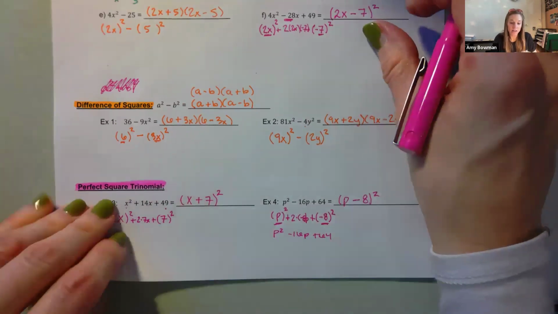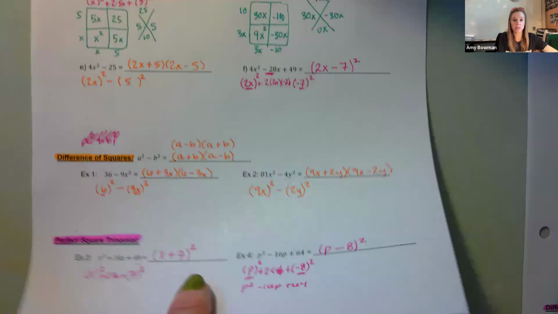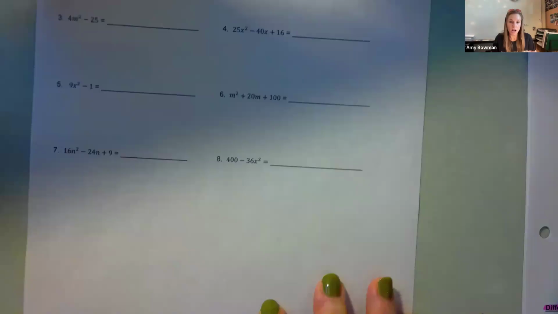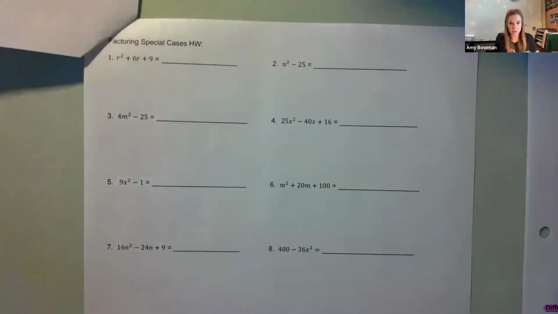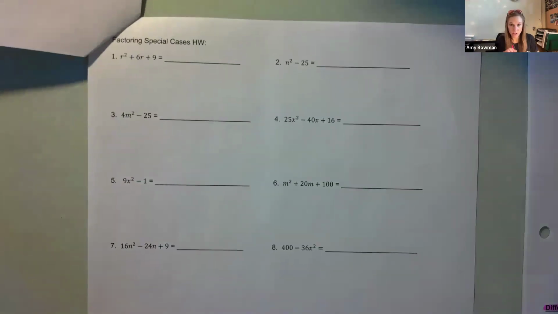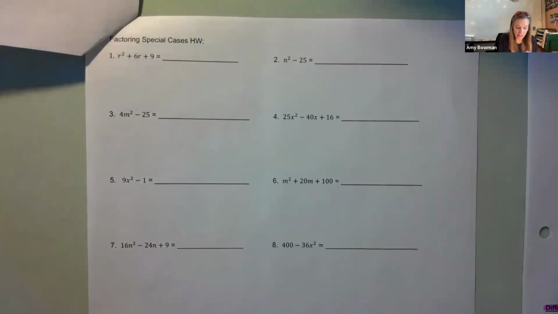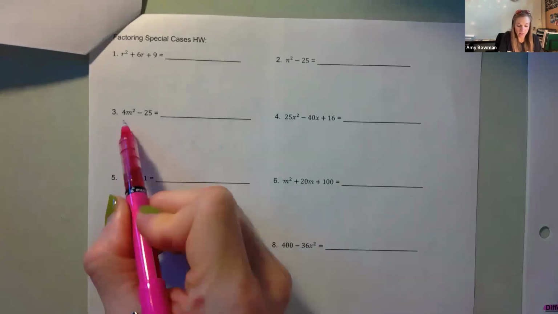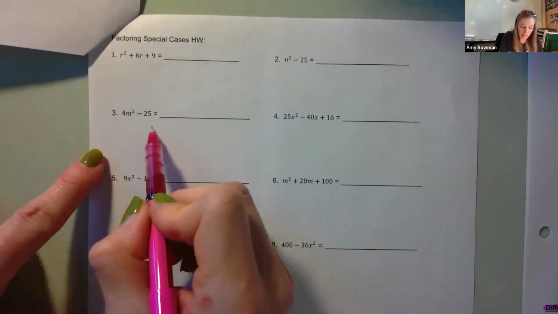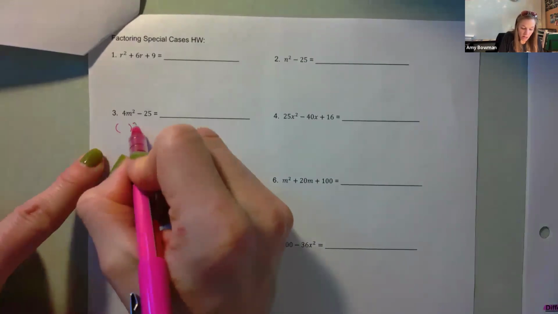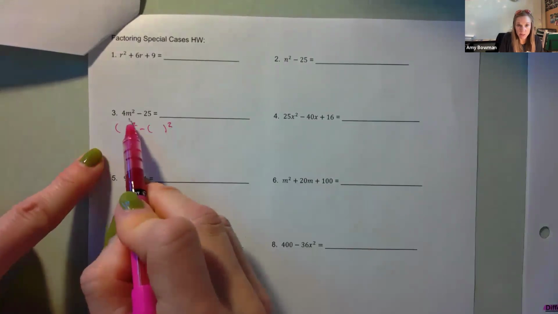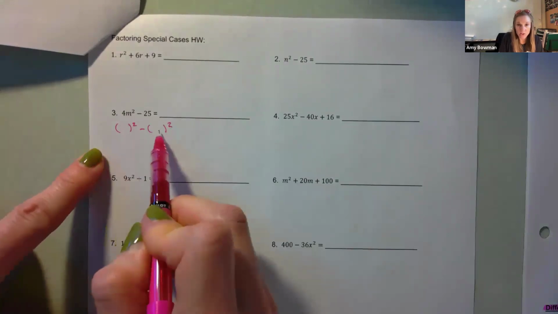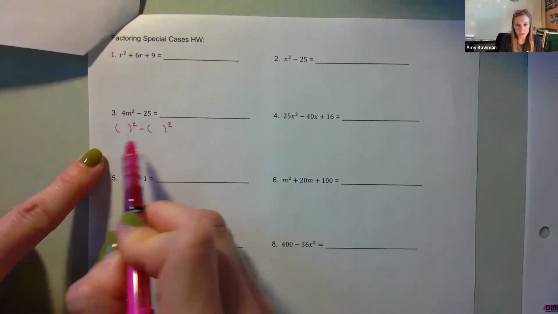The rest of this honors assignment is just to do the 8 problems on the back of this worksheet. These are all either perfect square trinomials or difference of squares. I do want to see your work on this. For example, when you are factoring something like 4m squared minus 25, I just want to see this one added step to rewrite what am I squaring to get 4m squared, what am I squaring to get 25, so that I can see exactly where your terms come from.